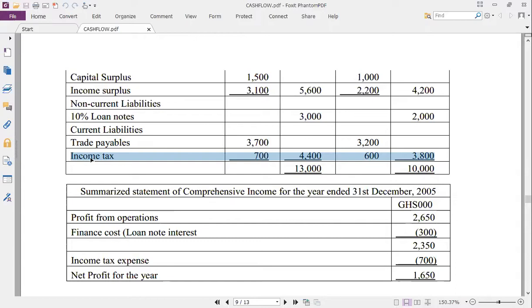So you add the opening balance, the one at the current liability, which represents the current year tax owing, plus the one at the non-current, which represents the deferred tax liability. So that is it. Just that in this question, we don't have deferred tax liability. So the opening balance will only be the current tax or the current year provision. I hope it's a bit okay.